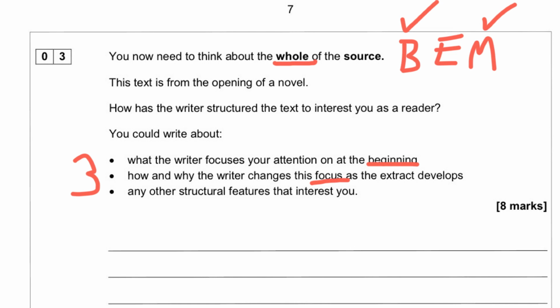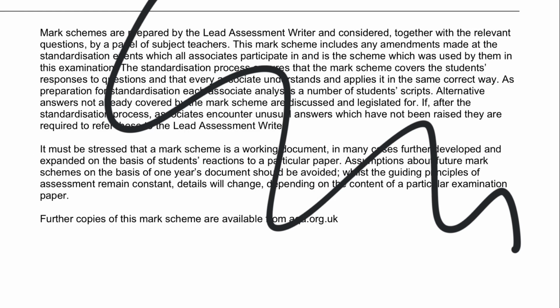Focus has turned up twice, so I'm clearly going to have to use that word. And any other structural features that interest you. I wonder what those will be. I know, the ending. So I've got myself a method here. If I write about the beginning and the end and the middle, I'm always going to hit the 3 bullet points. Good. That means I only have to write about 3 things, these 3, and that's going to get me my 8 marks. Right, good news.